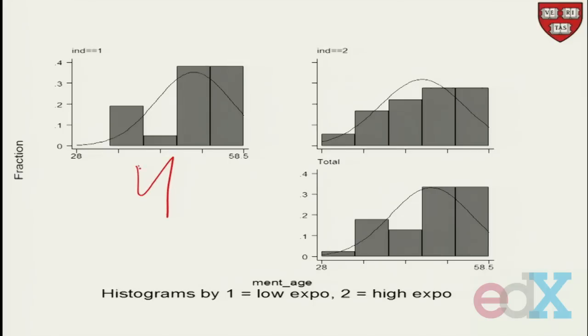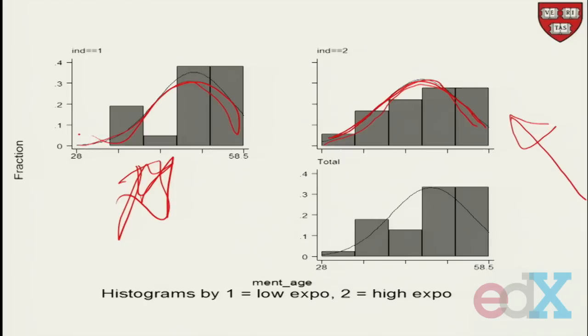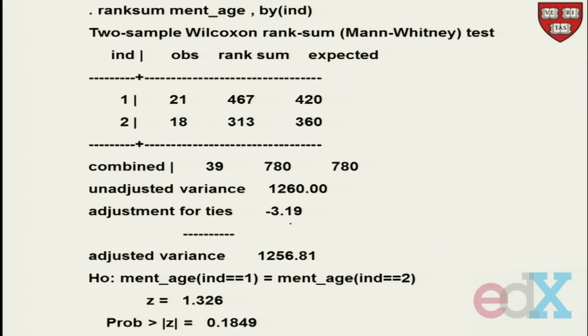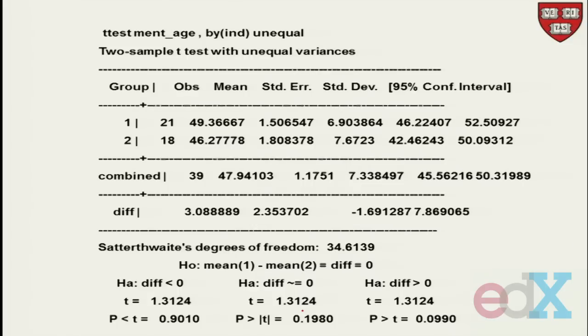Well, if I look at the low exposure group, here it is, it does not look very normally distributed. You can see I've superimposed a normal curve there, and it doesn't look very normal. Even when I combine the two, they don't look too normal. So maybe we shouldn't be doing the t-test, but doesn't matter. We're halfway there, so let's do it. And now, here's the rank sum. If we did the Wilcoxon rank sum, we see that the p-value is 0.1849, whereas if we do the t-test, the p-value is 0.198.